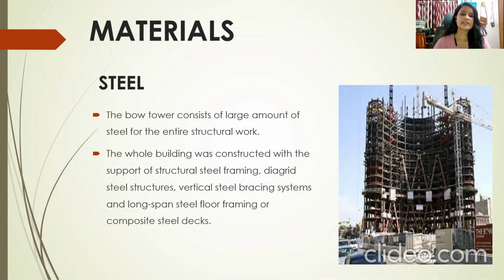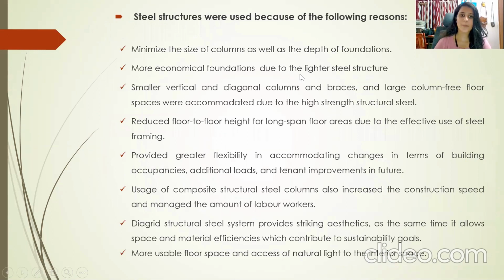First one is steel. The entire structural work of the Bow Tower is made of steel. The major steel components are structural steel framing, diagrid steel structures, vertical steel bracing system, and long span steel floor framing or composite steel decks. Let's see what are the usages or benefits, or why they used steel structures in their construction.